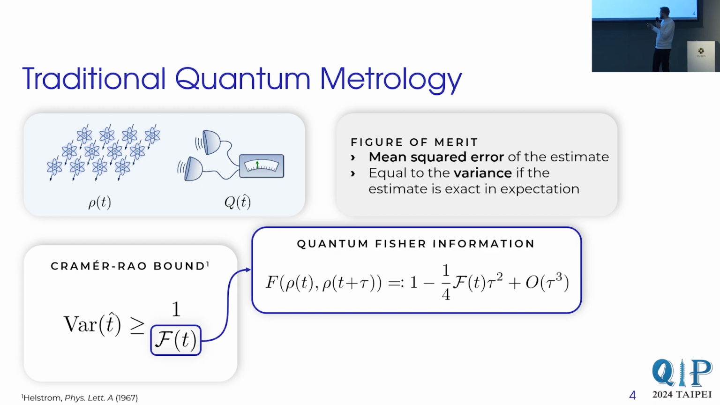You can see it mathematically here. If you look at the fidelity of rho of t and a neighboring state for a small perturbation tau, the first non-trivial order, the second order, will be proportional to the quantum Fisher information. So that is an intuitive definition of how it measures the distinguishability of nearby states.